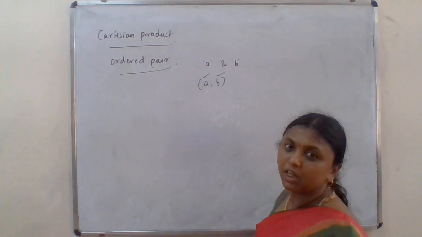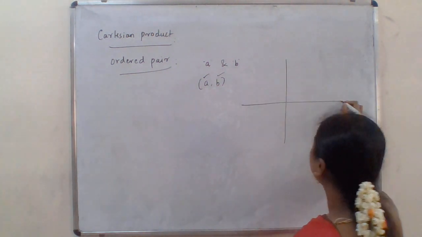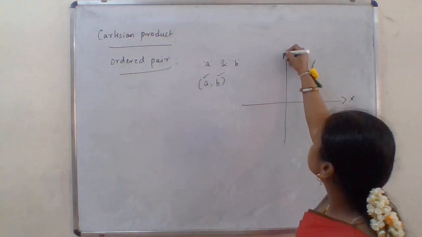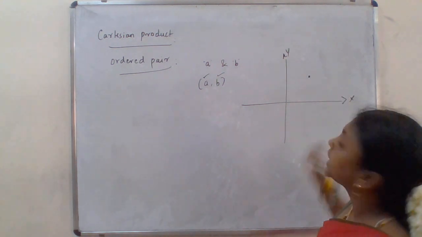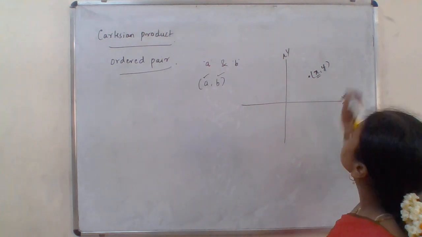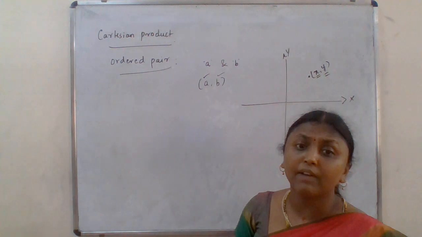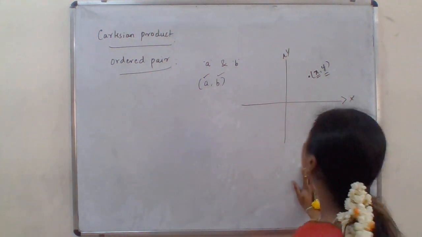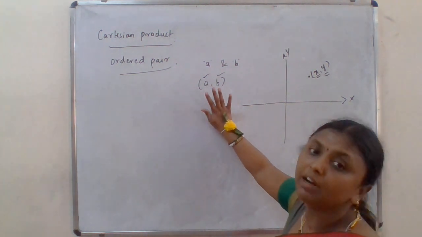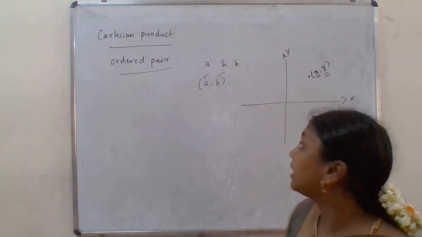Usually, in the Cartesian coordinate system, if you consider a plane, this is your x-axis and this is your y-axis. Any point is represented by an ordered pair. So x is the first element, y is the second element. x is called your x coordinate and y is called your y coordinate, right? So ordered pair means any two elements listed in the order, written in simple brackets.